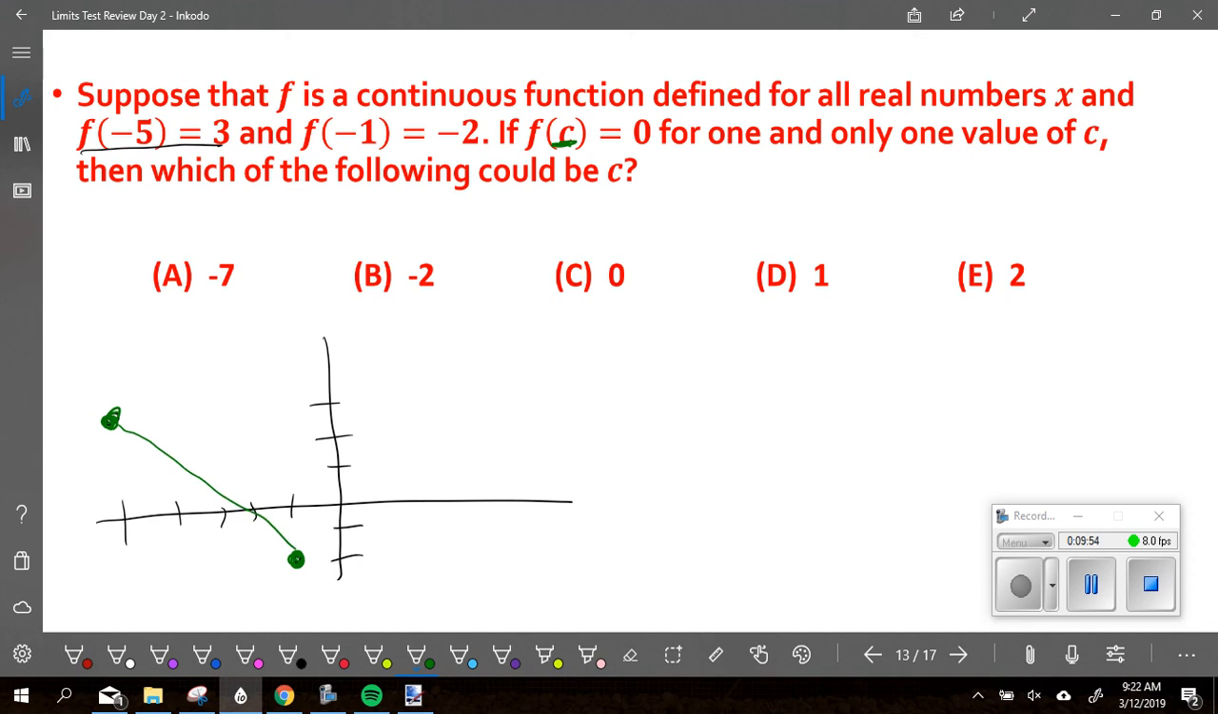Well, I have to hit it in between those 2 numbers. And so the x value needs to be between -5 and -1. Which one of those numbers is between -5 and -1? B, -2.